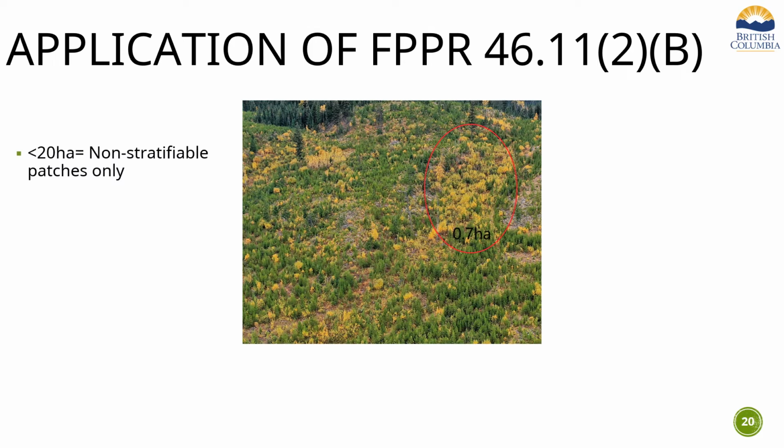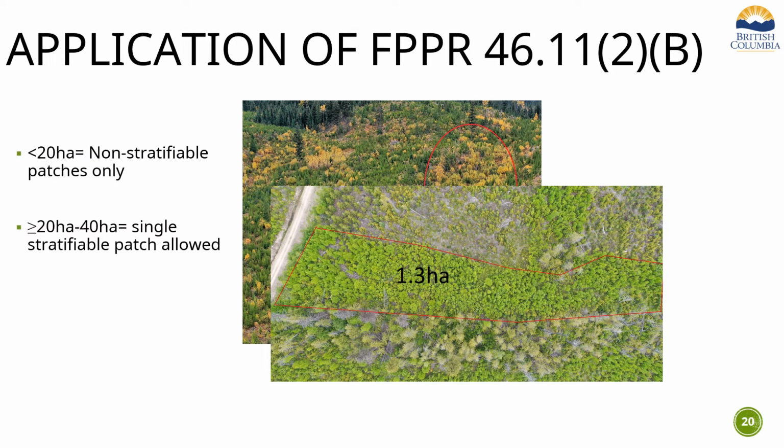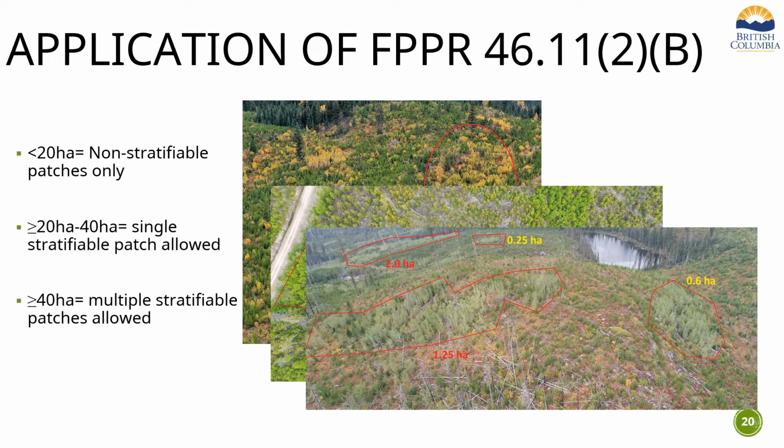For these smaller SUs, just FPPR 46.11.2a would apply, which allows for areas less than 1 hectare or less than 20 meters wide. For SUs between 20 and 40 hectares, you can have a single stratifiable non-free growing patch, and its size depends on the SU size. Once you have an SU greater than 40 hectares, you can have multiple stratifiable patches. For example, if you have a 60 hectare SU, you can have 3 hectares total that's stratifiable and non-free growing, but it needs to be in less than 2 hectare polygons.